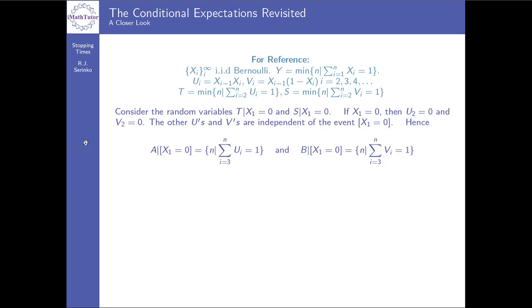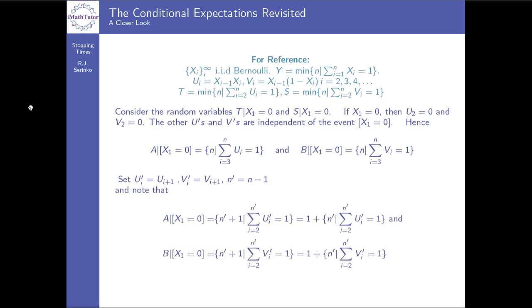Notice now that all that differs between A given x1 equals 0 and the set A is that in this set, the summation starts at 3. Likewise, for B given x1 equals 0, the summation begins at 3. We're going to now define ui prime to be ui plus 1 and vi prime to be vi plus 1, and n prime to be equal to n minus 1. What this will allow us to do is shift these indexes back to 2 here. So the beginning of the summation will now be at 2.